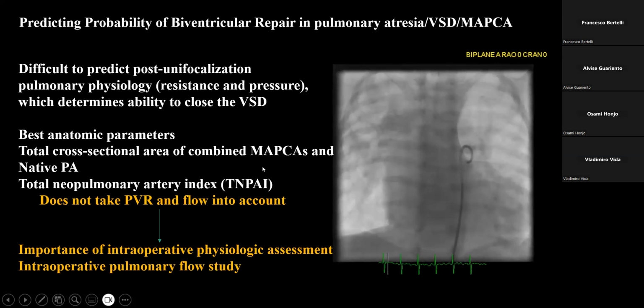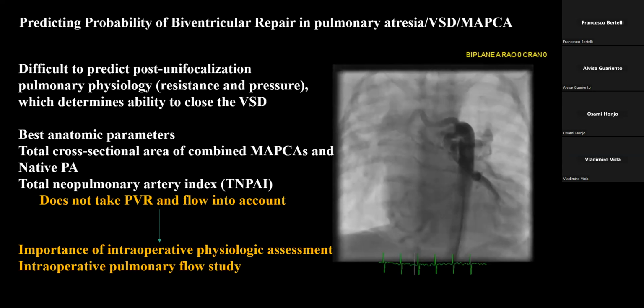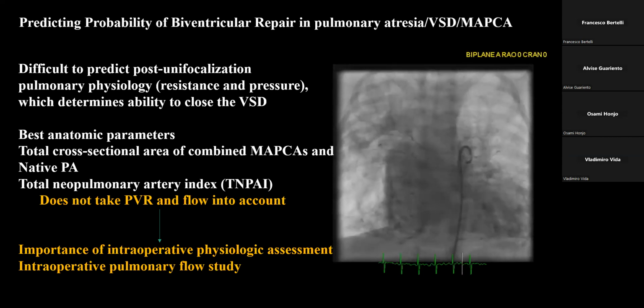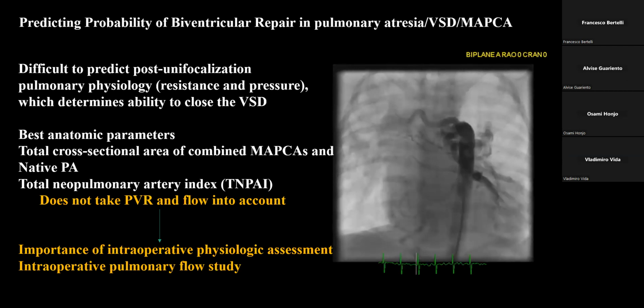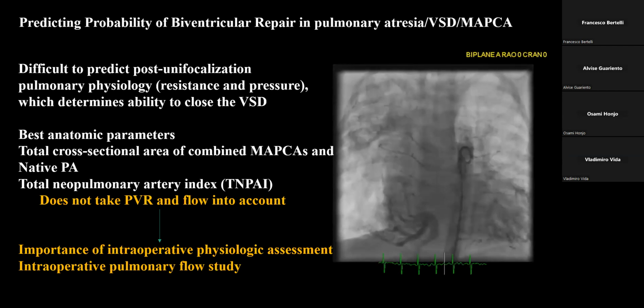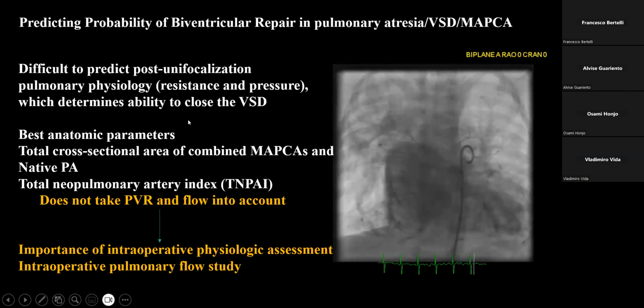So this is the last subgroup where we think physiologic data is quite useful to make decisions, which is the subgroup of patients who have pulmonary atresia, VSD, and MAPCAs. I've been studying this population for a very long time, and it's quite an intriguing subgroup of patients who have very heterogeneous pulmonary vasculature. In this patient group, it is very difficult to predict post-unifocalization pulmonary physiology in terms of total resistance and pressure, which ultimately determine the ability to close the VSD to achieve full biventricular repair physiology.